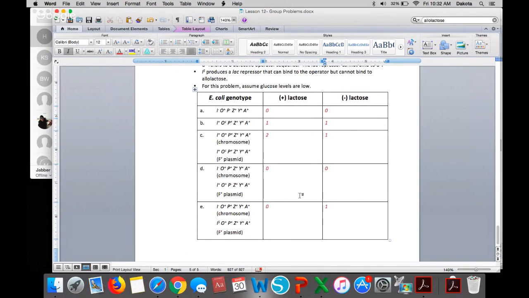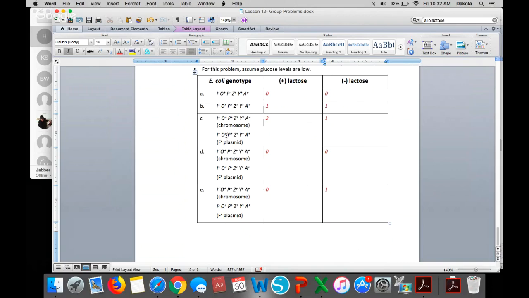So what I got for A was 0, 0, B is 1 and 1, C is 2 and 1, D is 0, 0, E is 0, 1. And I think on Kelton's he had D as 1 and 0, and then E was 0, 0. So we just had D and E swapped. But I'm just going to keep mine how it is because I don't know who's right or who's wrong. But that's what we had for the week.